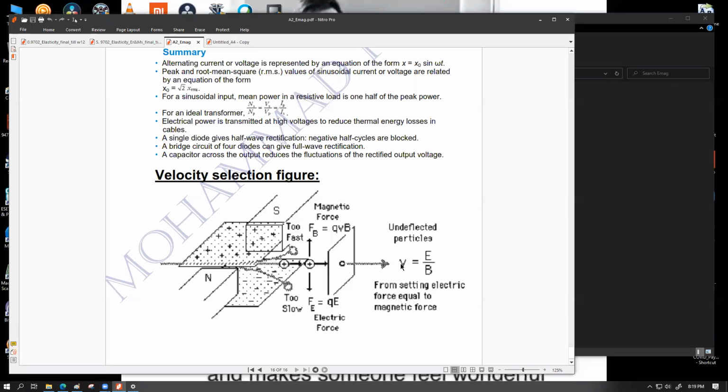Sir, does this still work for an accelerating particle?